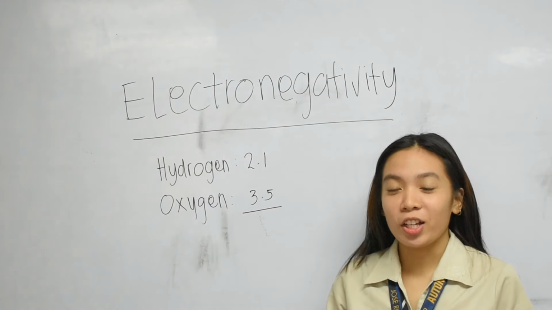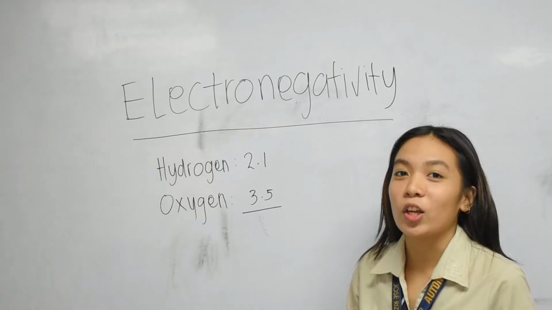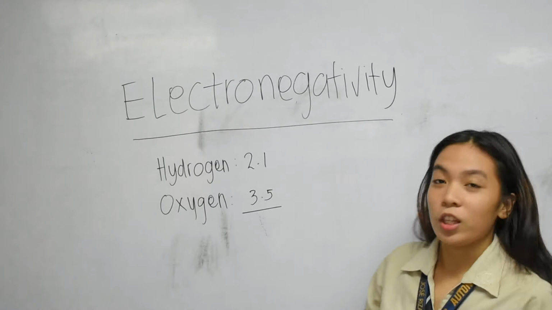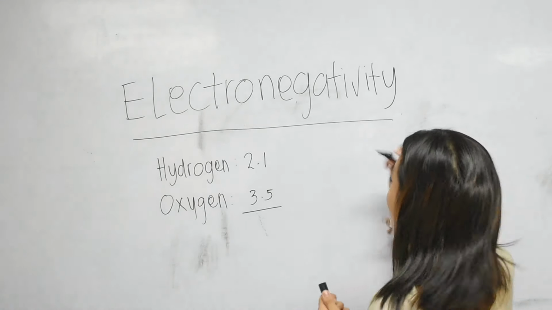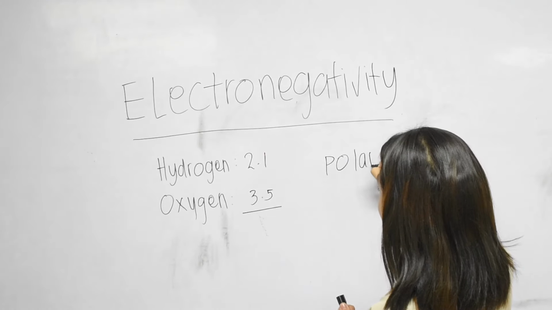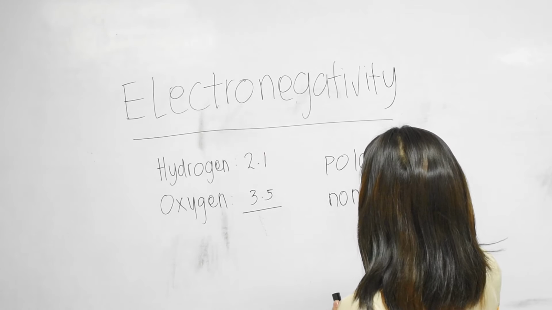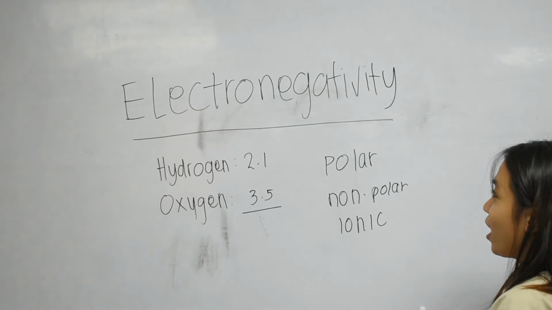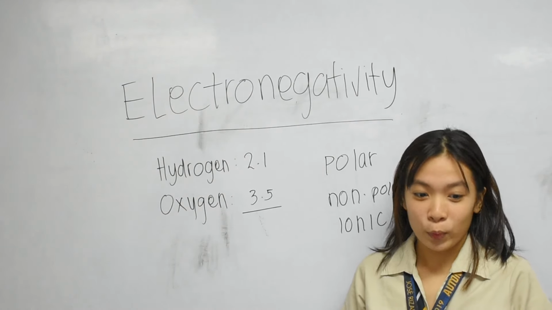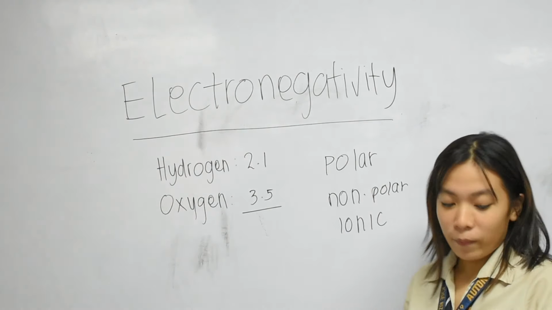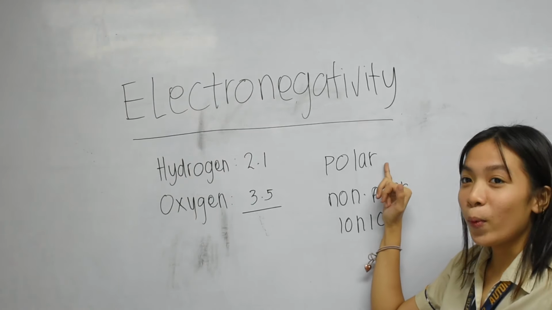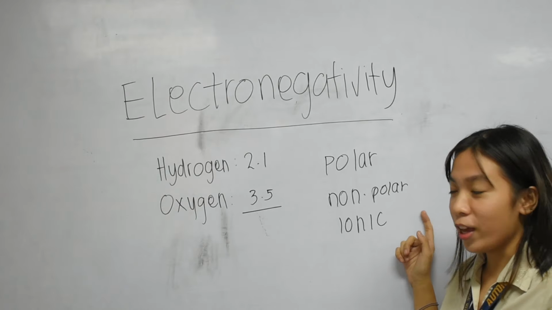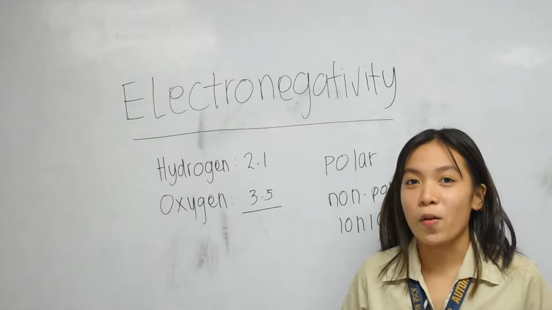So, electronegativity is a measure of how strongly atoms attract electrons in a bond. Under electronegativity, we have polar, non-polar, and ionic bond. In finding the electronegativity, we must consider the following. Polar is less than 0.4, non-polar is 0.4 to 1.7, and ionic bond is 1.7 and above.